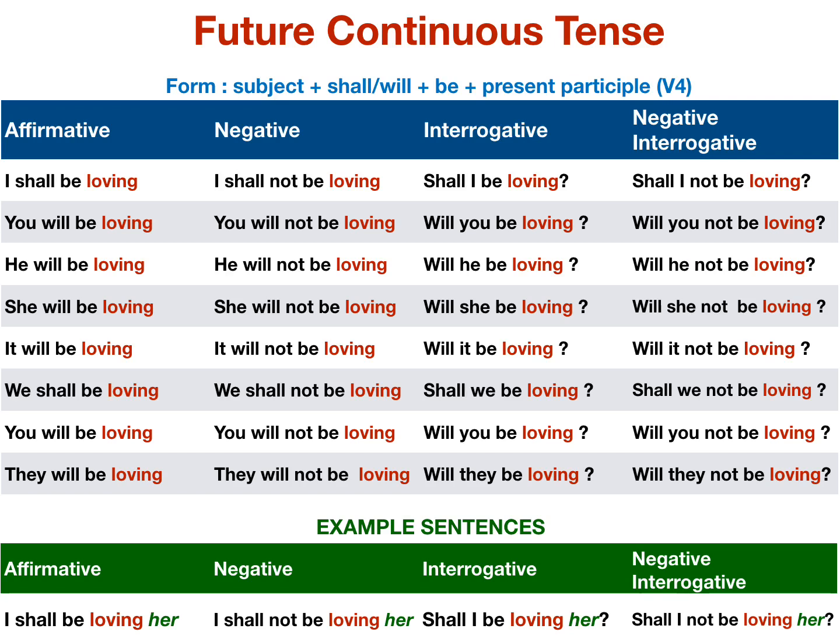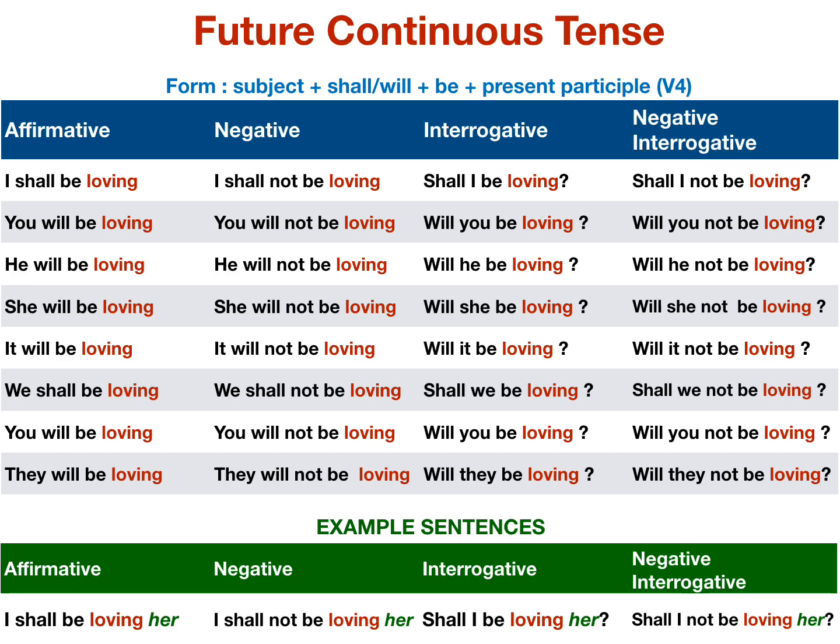Future continuous tense. Subject plus shall or will plus be plus V4. I shall be loving. I shall not be loving. Shall I be loving? Shall I not be loving? You will be loving. You will not be loving. Will you be loving? Will you not be loving? He will be loving. He will not be loving. Will he be loving? Will he not be loving?